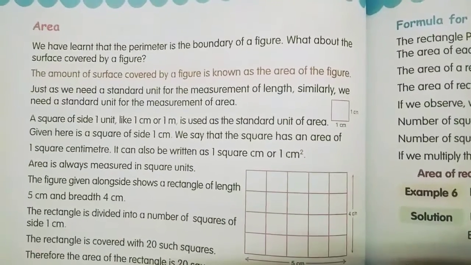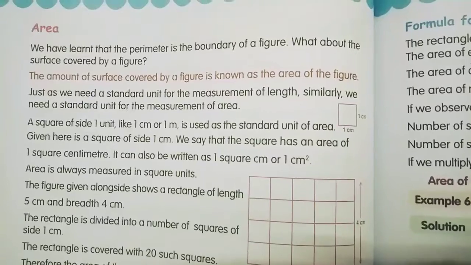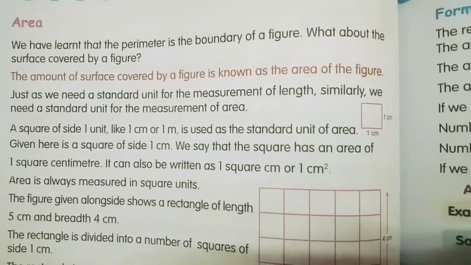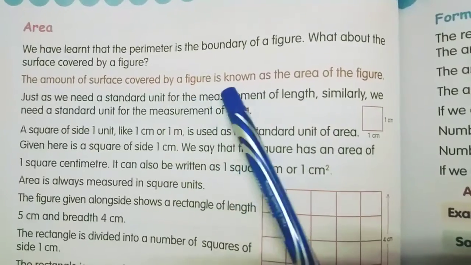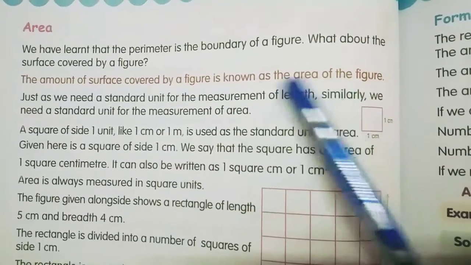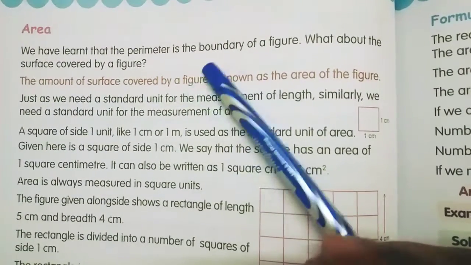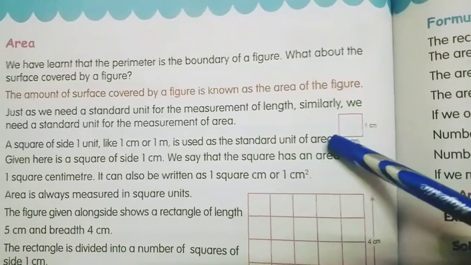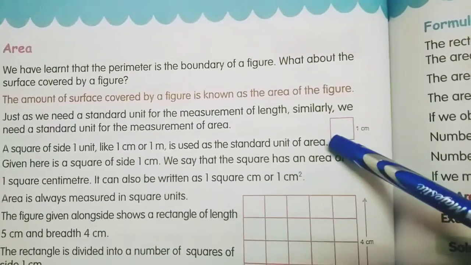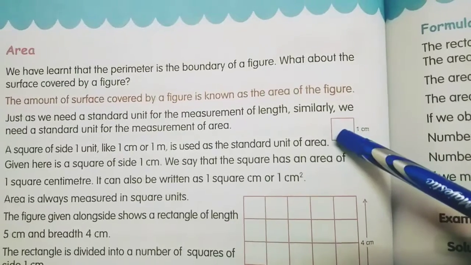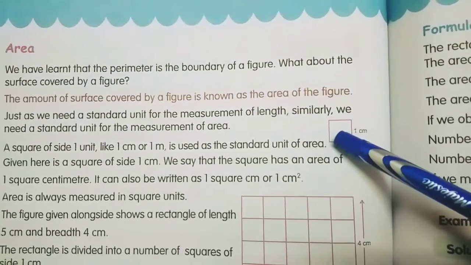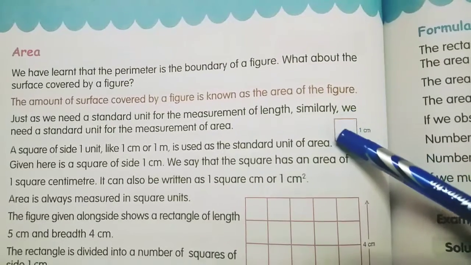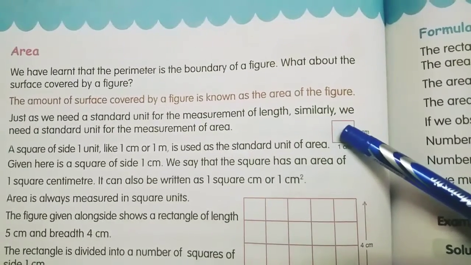So today we will start the next topic, that is area. Okay, so what is called area? Area means the amount of surface covered by a figure is known as the area of the figure. That means the surface covered by a closed figure. Suppose this is a closed figure. So the inside space, the inside surface, is known as the area of the figure. Whatever space is inside any figure, that is known as the area of the figure.